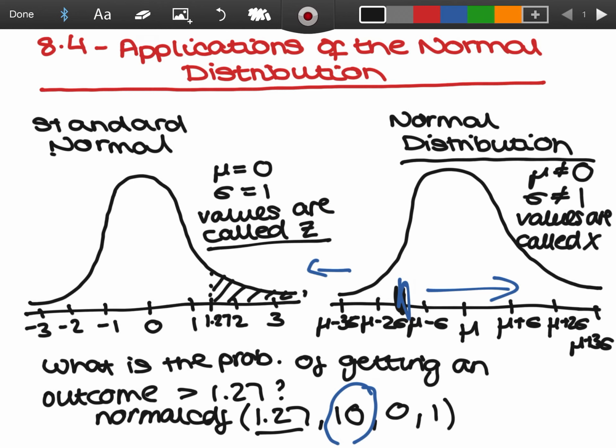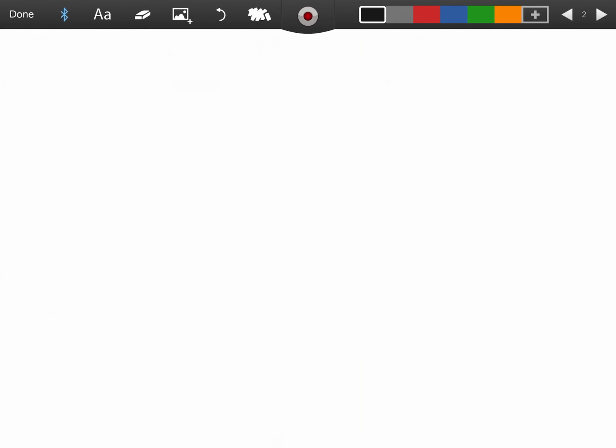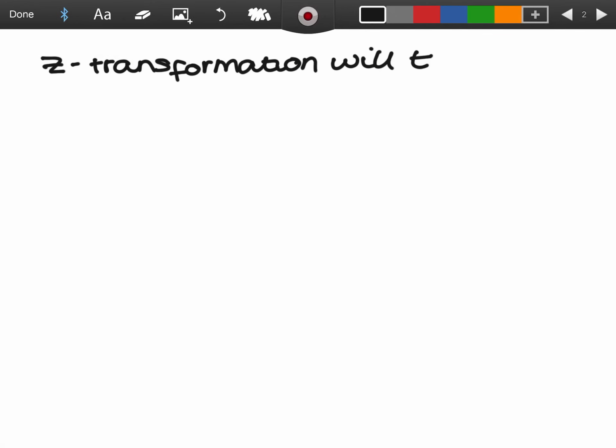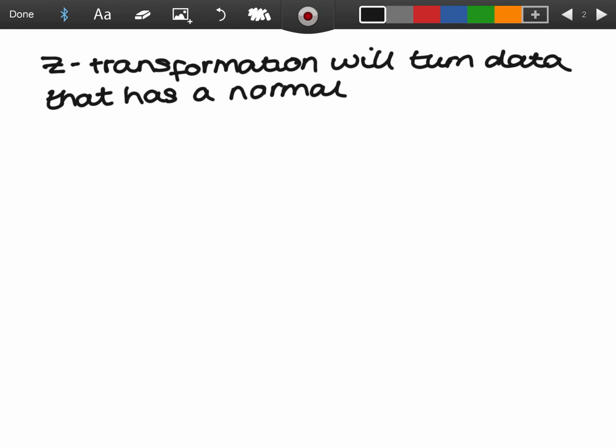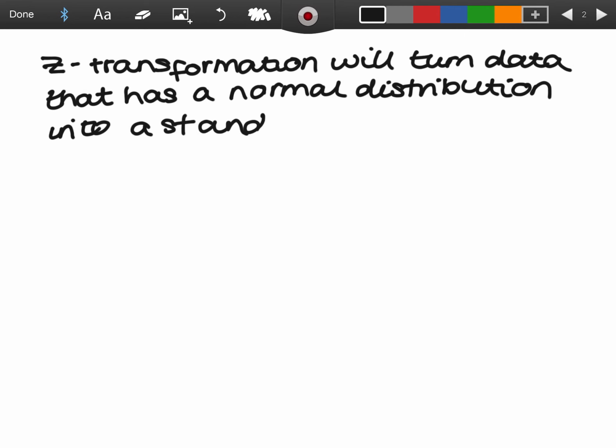So, as I said, this standard normal distribution is also called the Z distribution, because we can actually do something called a Z transformation. What is a Z transformation? Well, a Z transformation will turn data that has a normal distribution into a standard normal distribution.